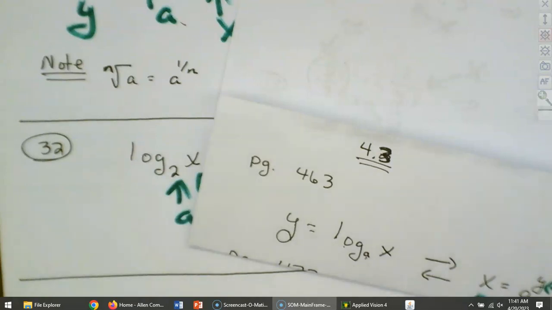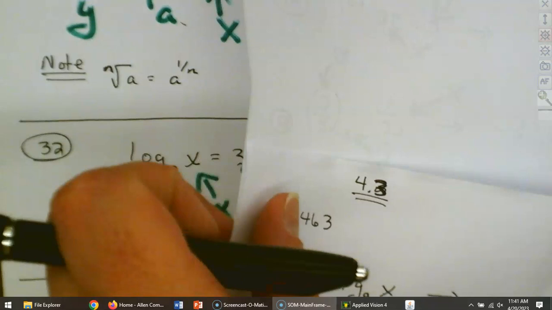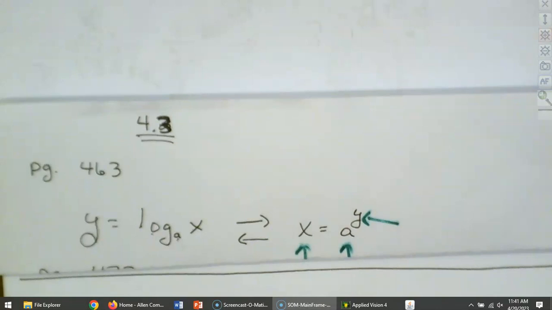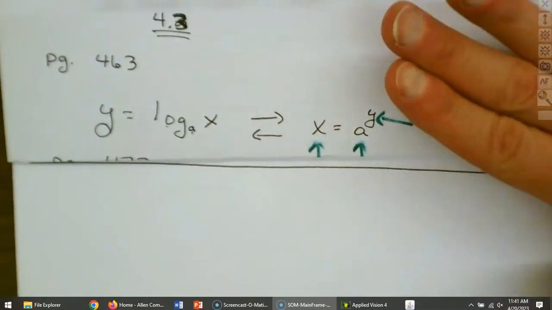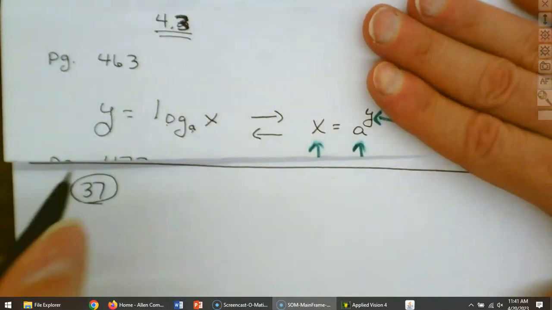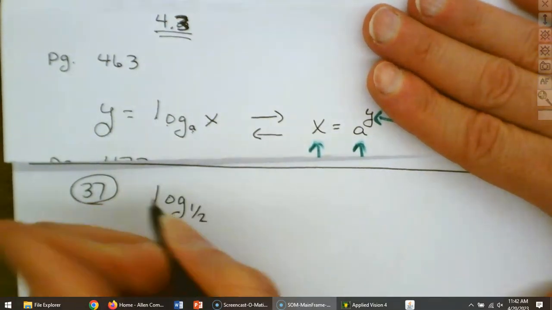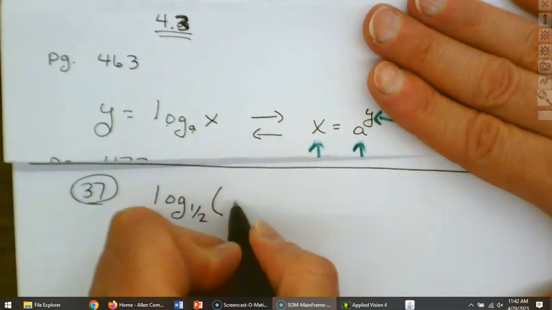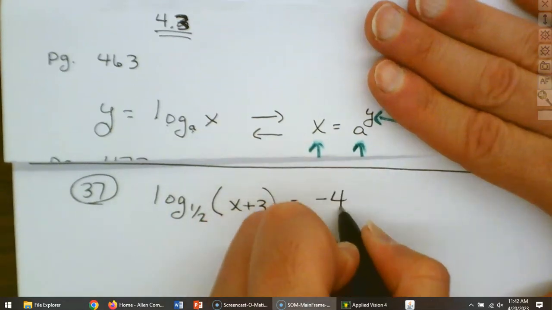All right, so let's go back now to these logarithm questions, and we're going to look at question 37. We're going to be converting and working with it. So question 37 is log base 1/2 of x plus 3 equals -4.